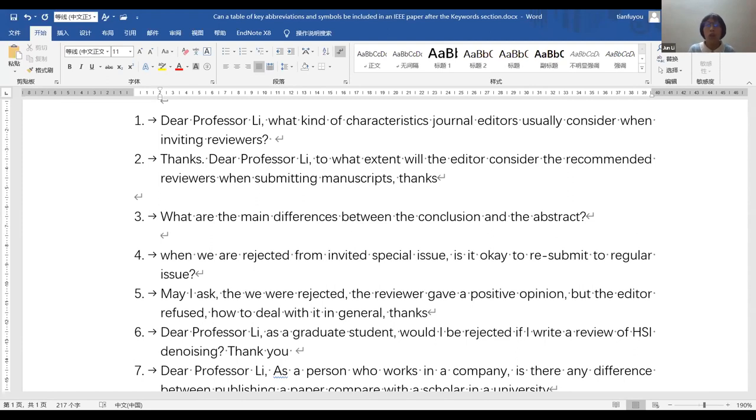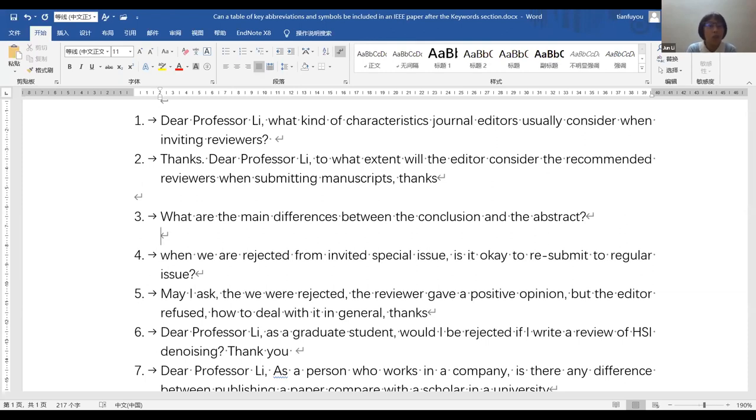But the abstract is about what your contribution is, what your novelty is, what your experimental result is, and what it is possible to apply. The abstract is more a concise version of your work. So this is the third one.